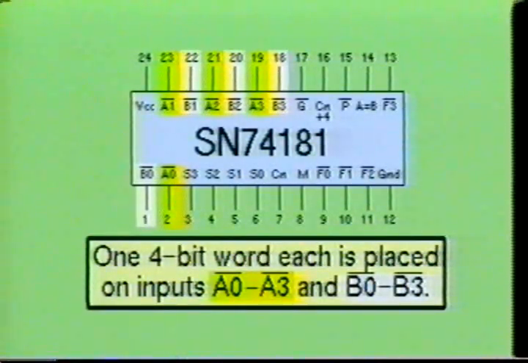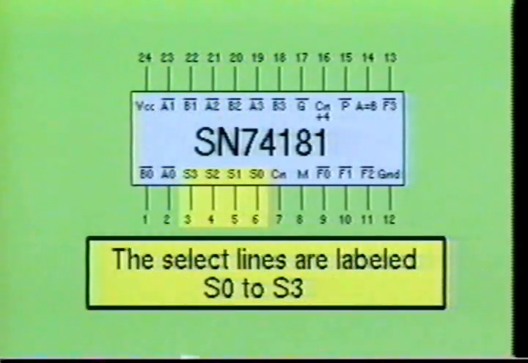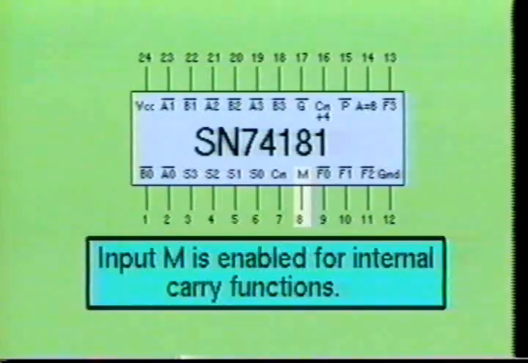One 4-bit word is placed at inputs not A0 to not A3, and the second 4-bit word is placed at inputs not B0 to not B3. The operations performed by this IC are selected by the 4 function select lines S0, S1, S2, and S3.